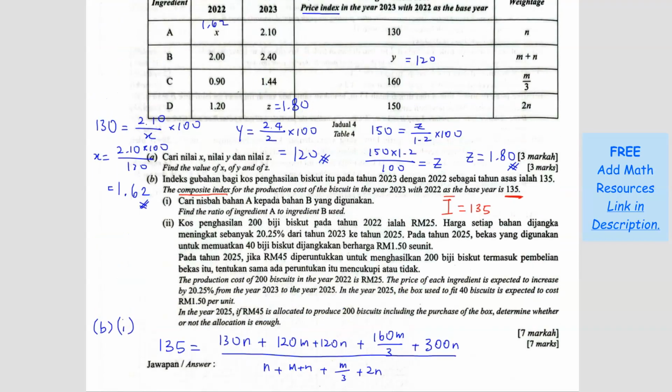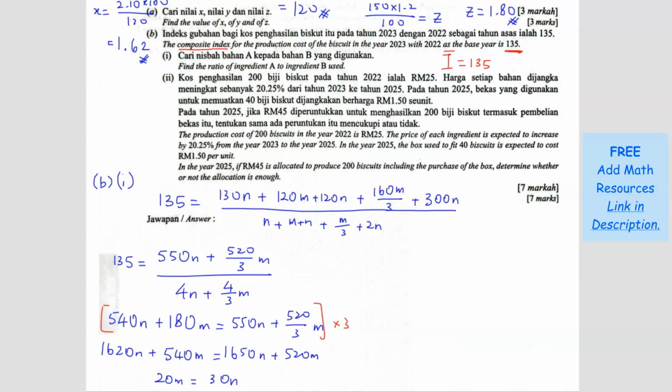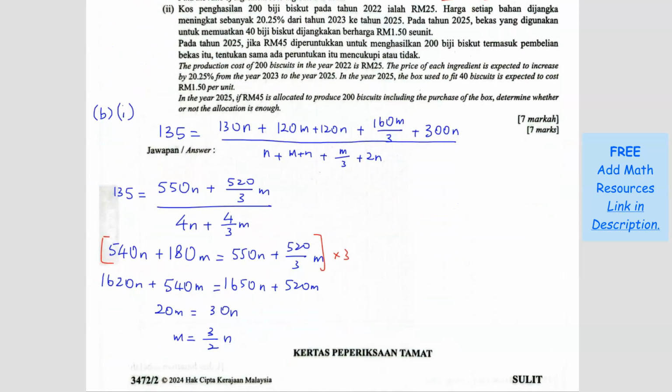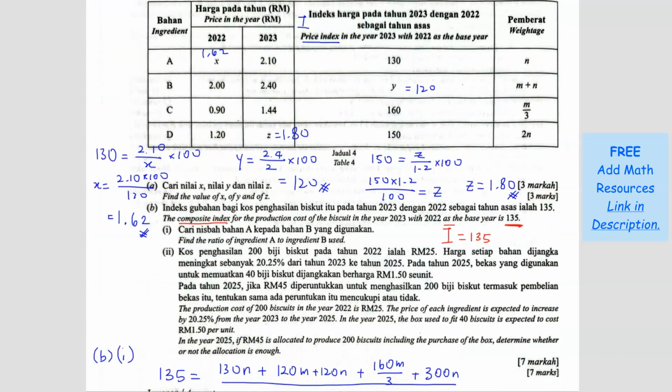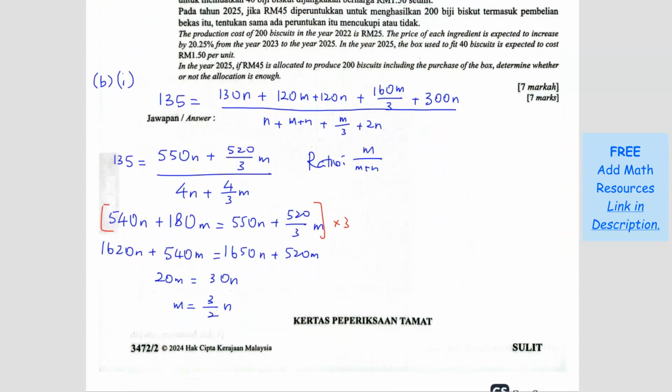So the weightage for ingredient A is n, and for ingredient B is m plus n. Okay, so we have to do the ratio. So the ratio of ingredient A to B is, oh wait, I wrote wrong, should be n. N over m plus n. Okay, that's the ratio that they want.